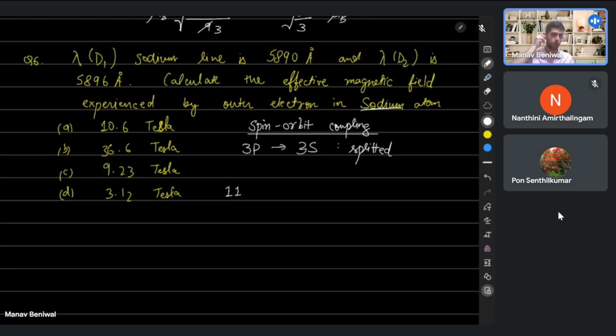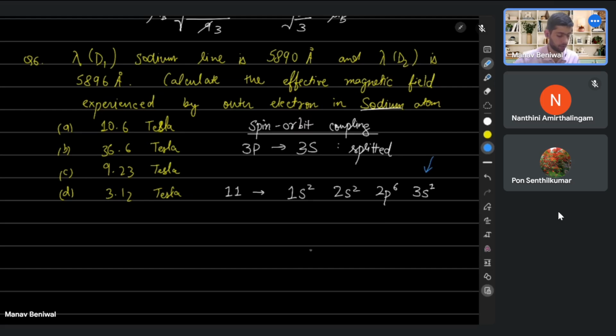Now, if you want to fill the electrons, so the 1s orbital will have two electrons, right? Then 2s orbital will have two electrons. Then 2p orbital will have six electrons, correct? And then finally your 3s will have one electron. Okay, so this is the outermost electron, which is in the 3s.